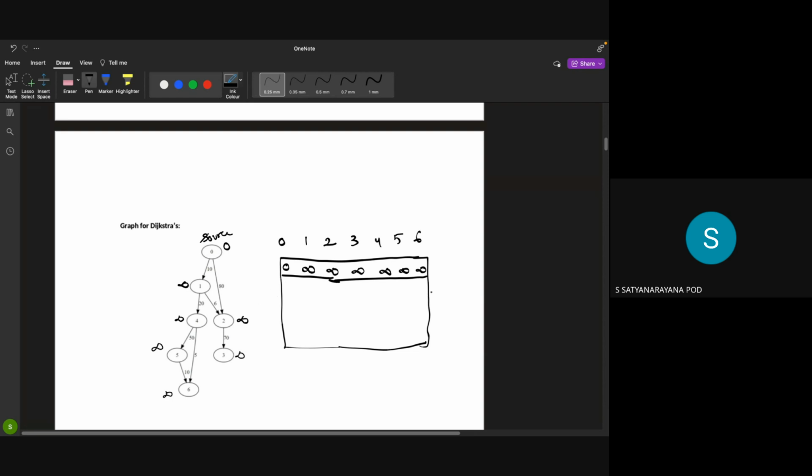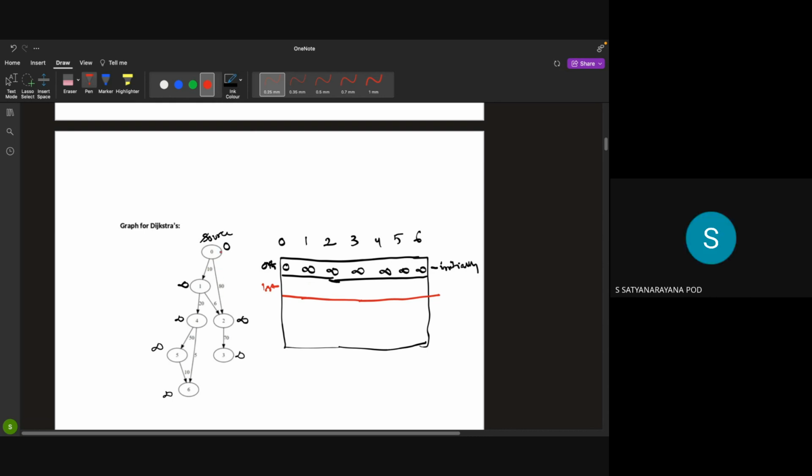Initially, this is the state. Now we are applying the algorithm from 0, so I'm changing the color. This was the 0th attempt; now we go for the next attempt, the first attempt. In the first attempt, please look here: 0 to 1 and 0 to 2. Two adjacent vertices are there, right?